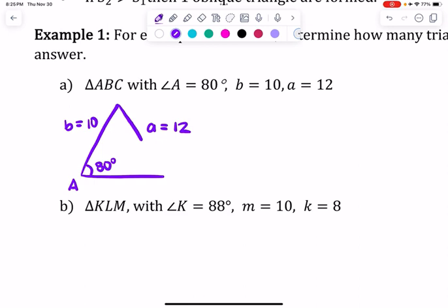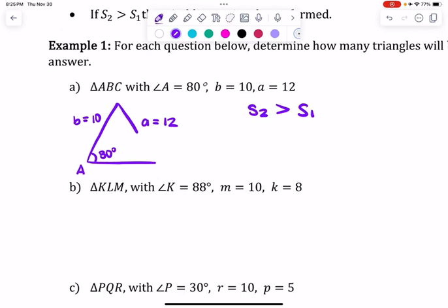And wouldn't you believe it? We've got it! Such a win. Just appreciate moments like this. Okay, so if side length 2, which is A here, is bigger than side length 1, which is B, I automatically know that I'm going to form one oblique triangle. So to justify that, I'm going to say side length 2, it's bigger than side length 1, therefore one triangle is formed.